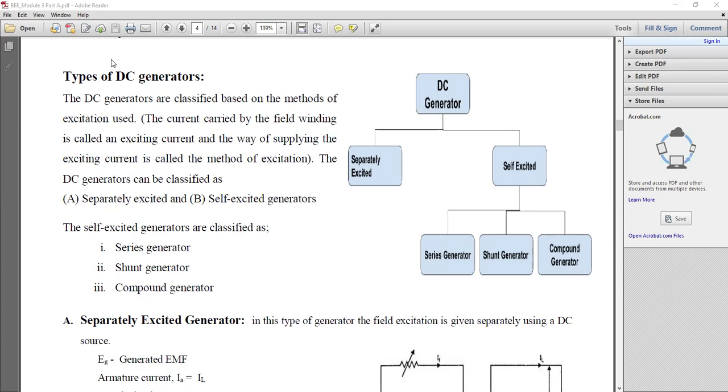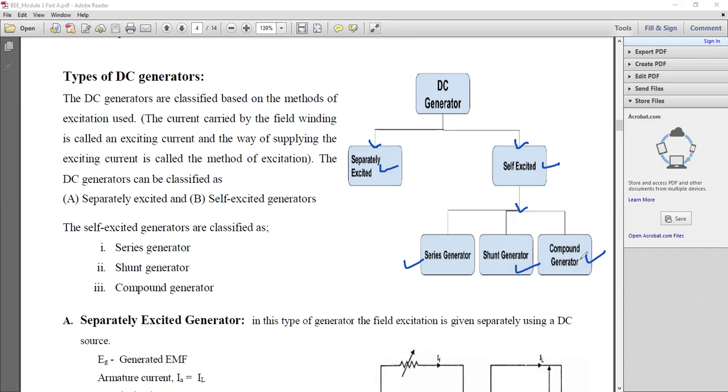In this session, I would like to discuss the types of DC generator. How do you classify DC generator? DC generator can be classified into two. First one is called separately excited DC generator. The next one is known as self-excited DC generator. The self-excited DC generator is again divided into three categories. They are series generators, shunt generators, and compound generators. Even compound generators can be divided into several categories like long shunt generators and short shunt generators.